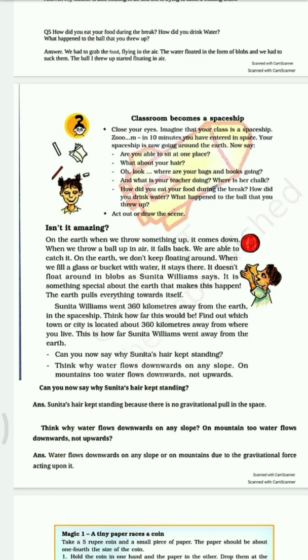Okay, so when you fill water in a glass and keep that glass on the table, it will remain there only. It doesn't float around in blobs, as Sunita Williams says. It remains on the table only. It is something special about the earth that makes this happen. The earth pulls everything towards itself. The special thing is gravitational force. Due to gravitational force, the earth attracts everything towards itself.